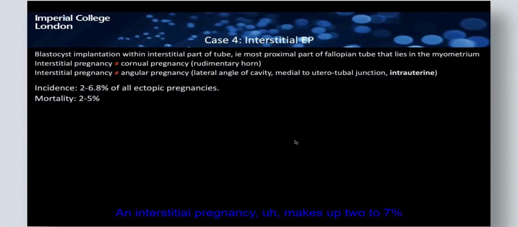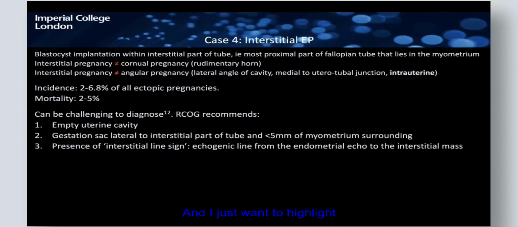An interstitial pregnancy makes up 2 to 7% of all ectopic pregnancies. And I just want to highlight that the mortality is higher than for tubal ectopic pregnancies because of the risk of intra-abdominal bleeding. These types of ectopic pregnancy can be challenging to diagnose. The guidelines from the RCOG recommend that we look for an empty uterine cavity with a gestation sac that's lateral to the interstitial part of the tube and is surrounded by less than 5 millimeters of myometrium, and to also look for the interstitial line sign, in other words, the echogenic line from the endometrial echo to the interstitial mass.